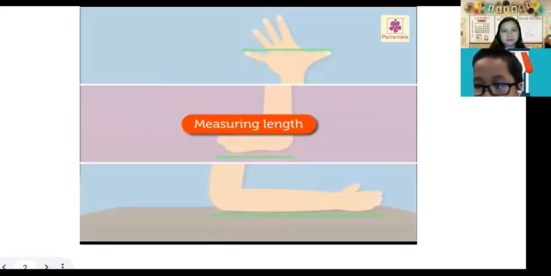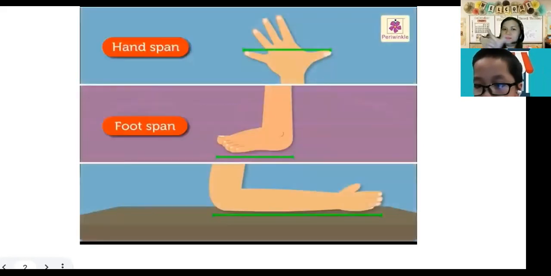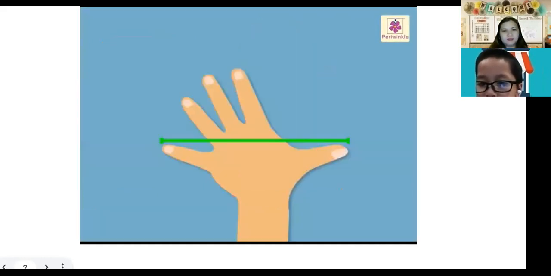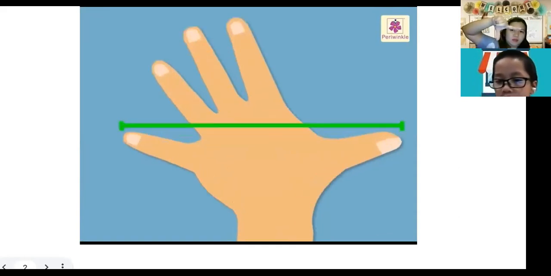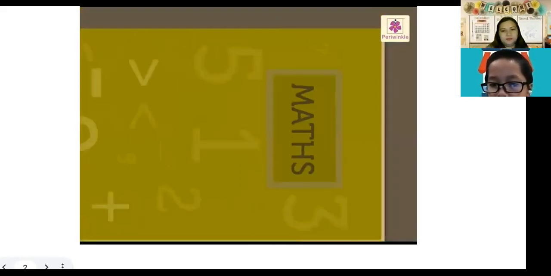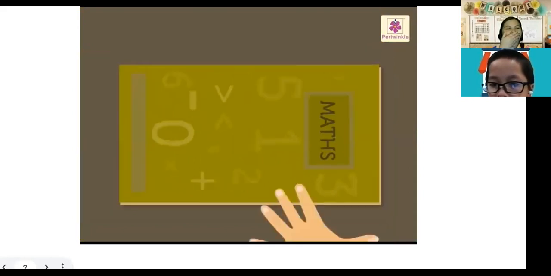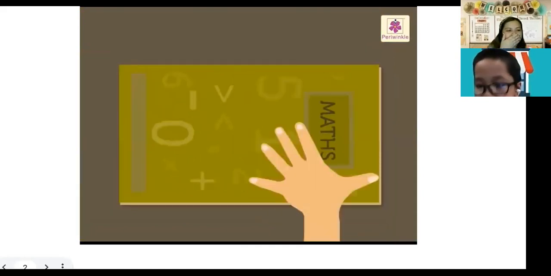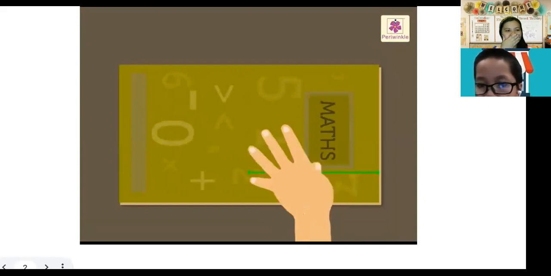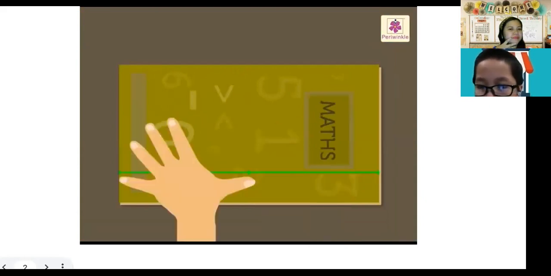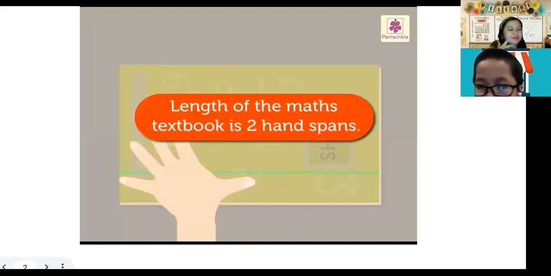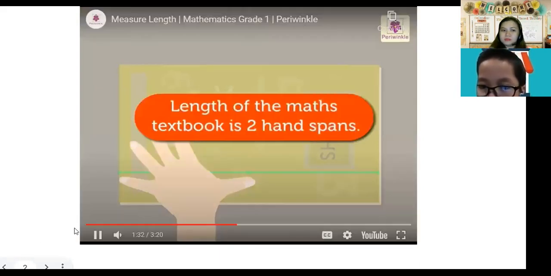Measuring length. We can use the hand span, the foot span, or the cubit to measure smaller lengths. What do you mean by hand span? Hand span is the distance from the tip of the Yeah. thumb to the tip of the little finger on an outstretched hand. Lisa is measuring her maths textbook with the help of hand span. Let's measure. 1, 2. So, the length of her maths textbook is 2 hand spans.